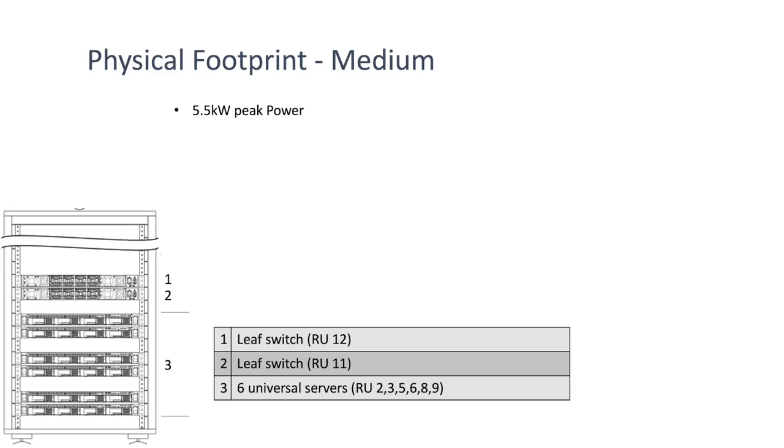So our medium footprint is going to be a little bit different. We have 2 leaf switches installed on it, but we have 6 universal servers. So they are not dedicated to be specific appliances at this point.